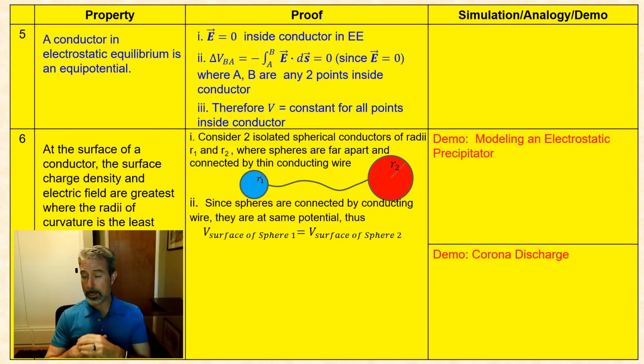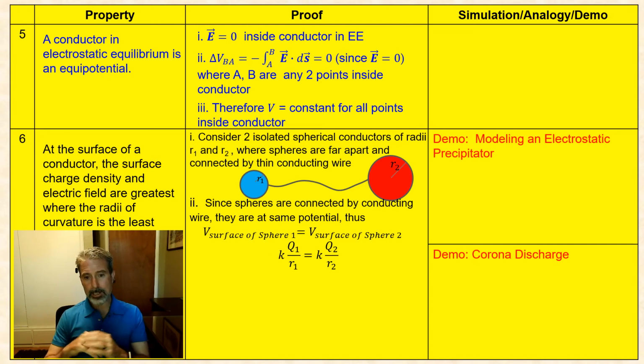Since the spheres are connected by this conducting wire, they are at the same electric potential, because we just said that all points on a conductor in electrostatic equilibrium are at the same potential. So whatever the potential of one of them is, it must be the same as the other one if they're connected by a piece of conducting wire. Here we can say that the electric potential for the spherical charge distribution matches that of a point charge. We can write it as kQ1 over R1 equals kQ2 over R2, where we're looking at the electric potential on the surface of the sphere.